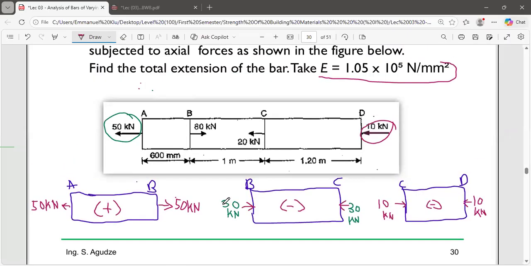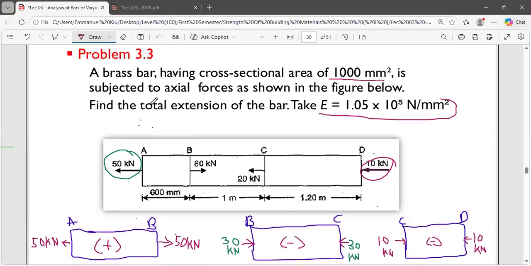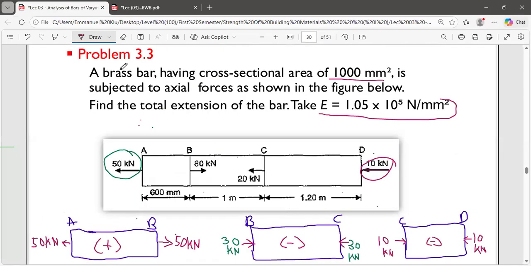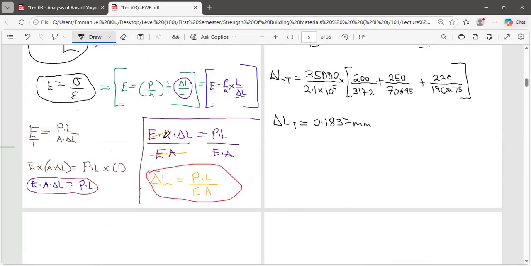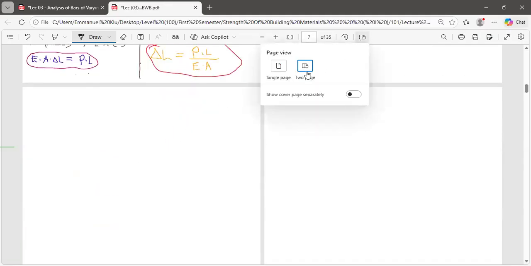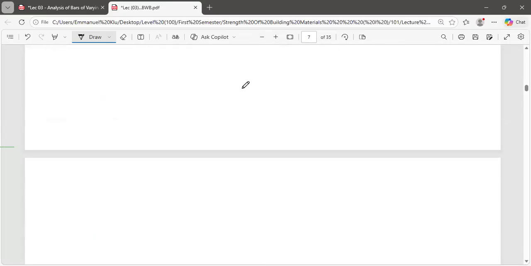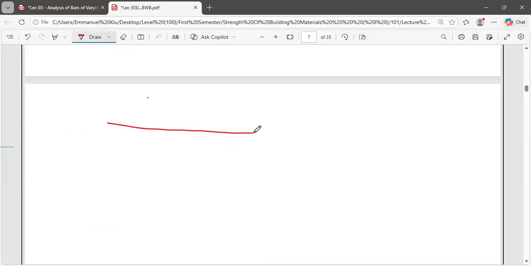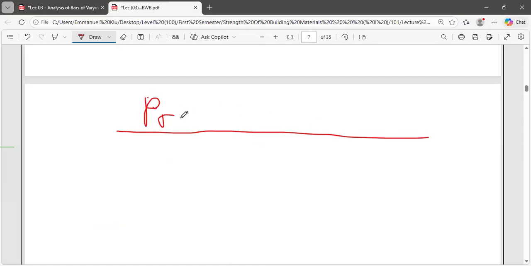So let's just proceed to solve our work. Our question says we should calculate the total extension of the bar. So let's just go to the given. This is our problem 3.3. So let's solve problem 3.3. Over here, I write problem 3.3, then my given follows.